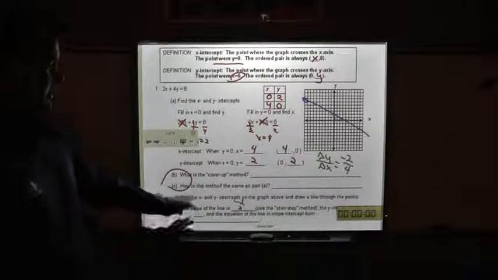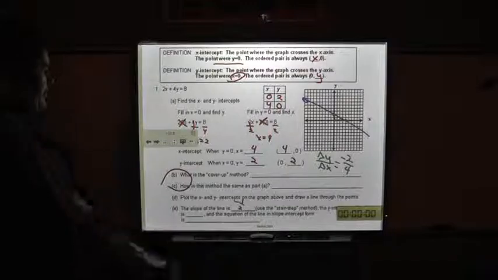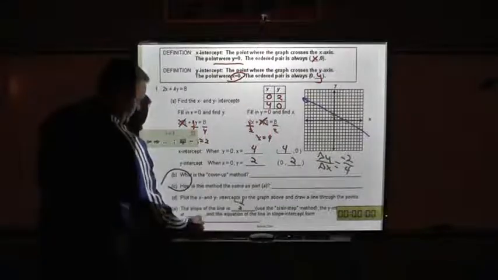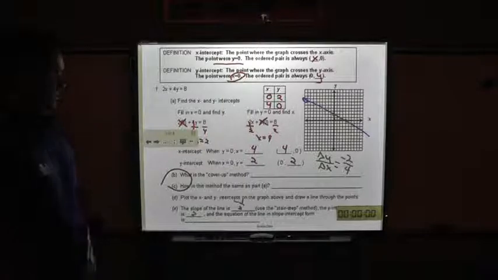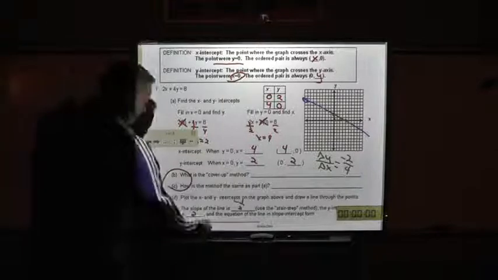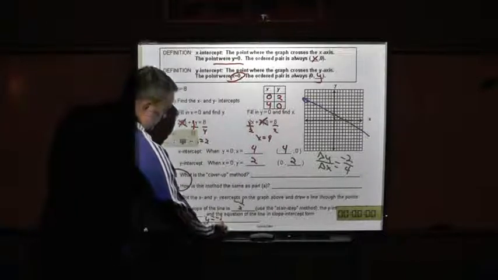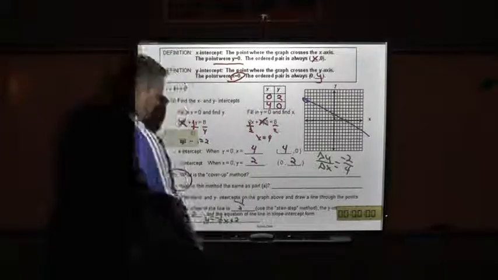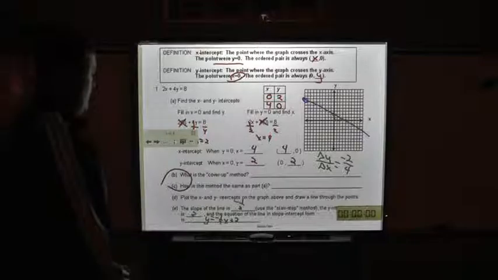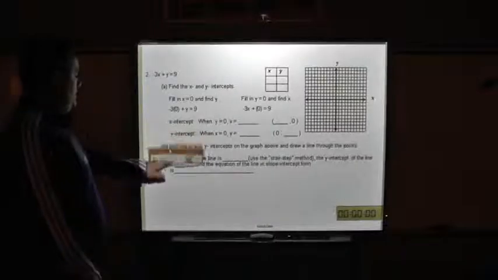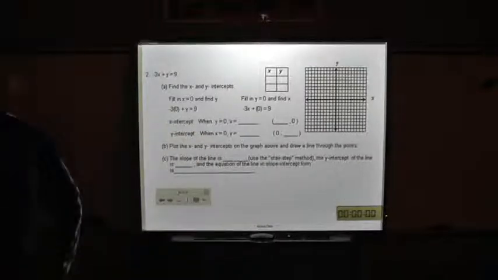Then, the other thing it asks for, what's your y-intercept? Well, you already found that. It's over here at (0, 2). Now write the equation. Slope-intercept form, y equals mx plus b. Y equals negative 1/2 x plus 2. All right. And you guys can do that on your paper with no problem. Alright, let's move on. Next one.